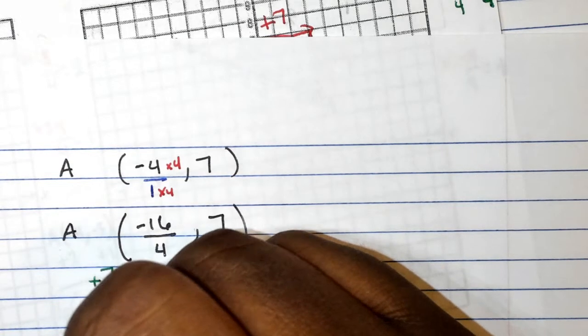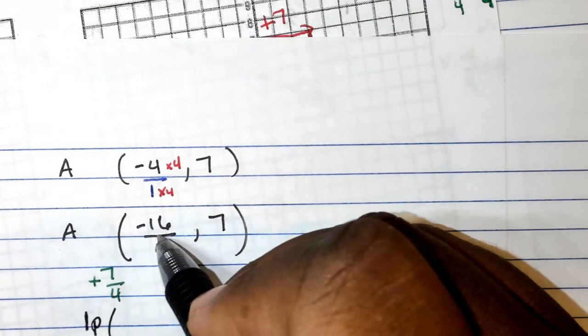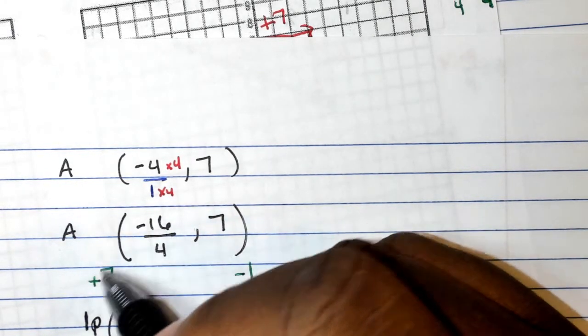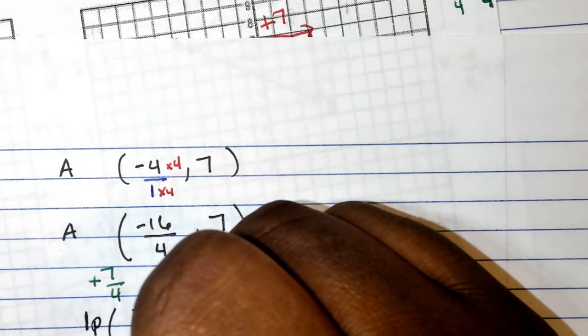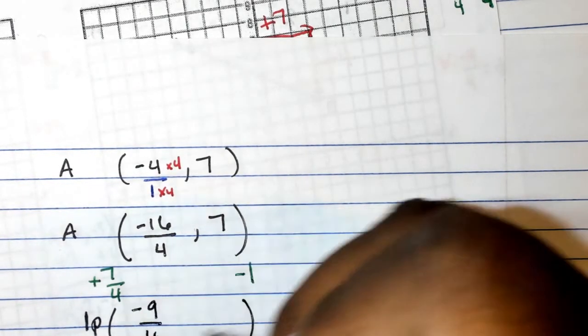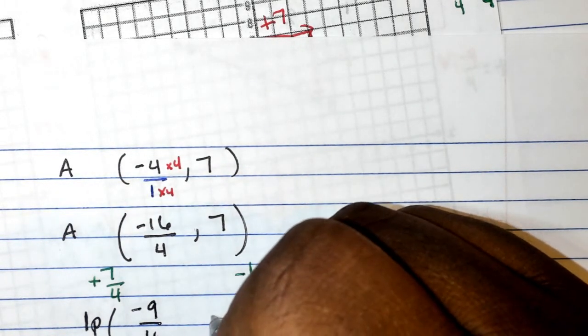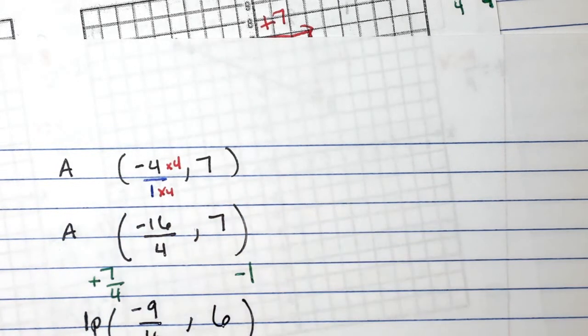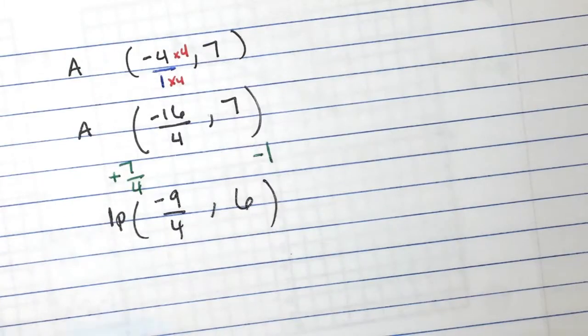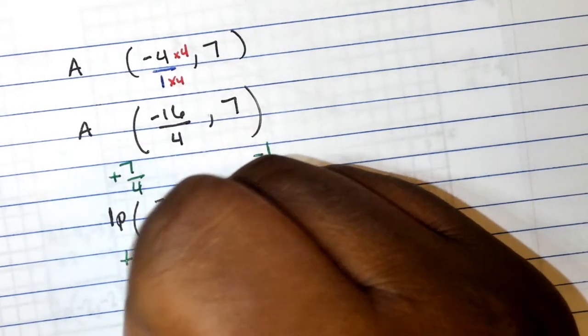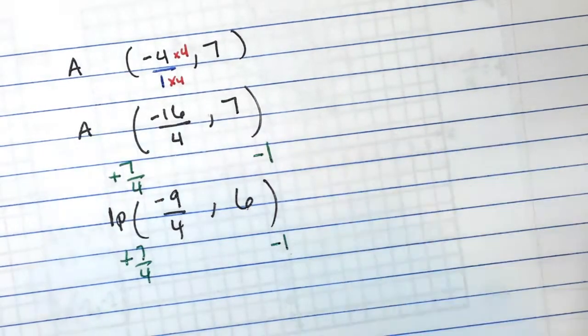So first partition is going to be -16. Now that you got common denominators, you can just look at the numerators. -16 plus 7. That's going to leave me at -9 over 4. On this side, 7 minus 1, which will be 6. But remember, you got to do 3 partitions on this one. So I'm doing this again. Plus 7 over 4, and then minus 1.